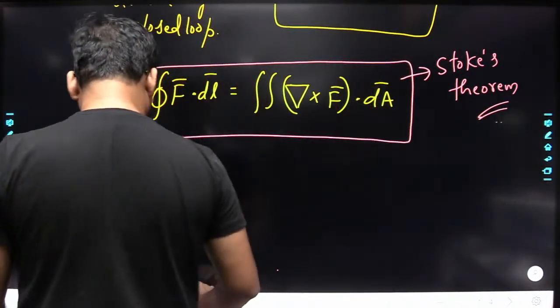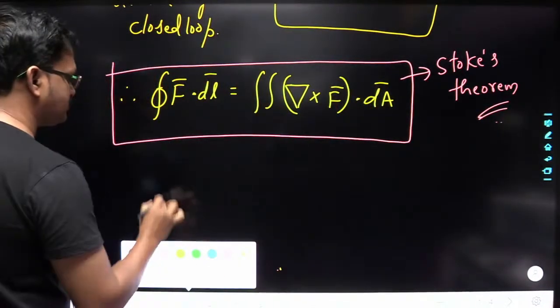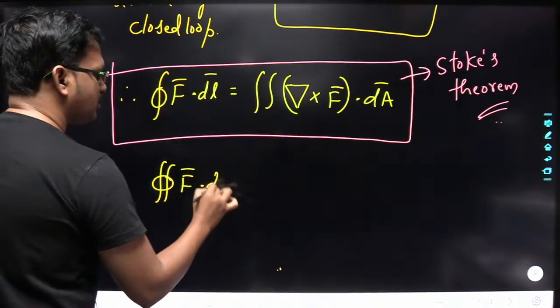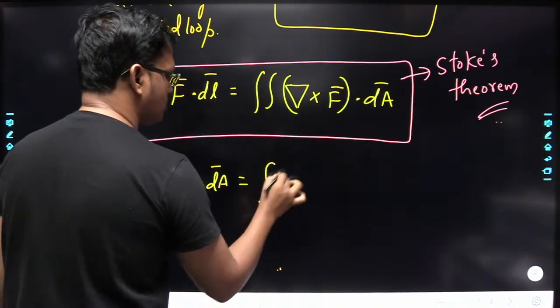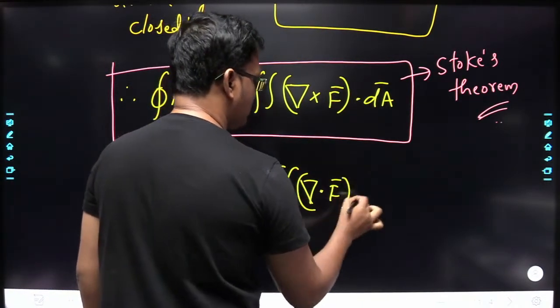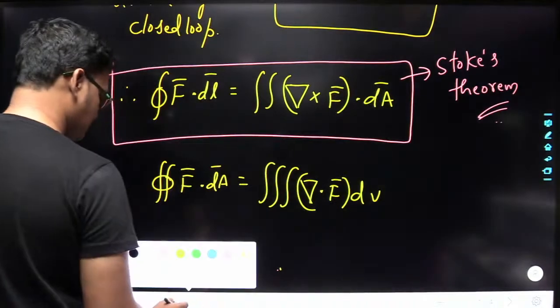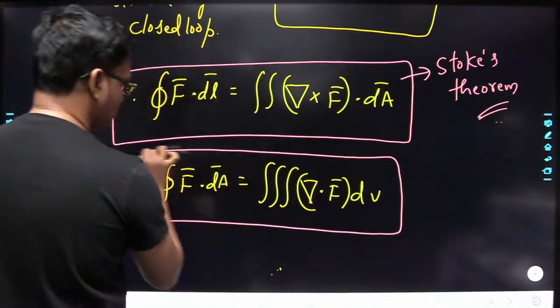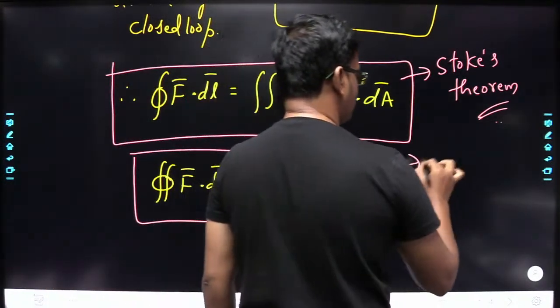See, if you compare with the divergence theorem here, in the divergence theorem what we have done? Closed surface integral f bar dot dA bar is equal to the triple integral of the divergence of f bar dV. So this is nothing but the divergence theorem, yes or no? So this is nothing but the divergence theorem, right?